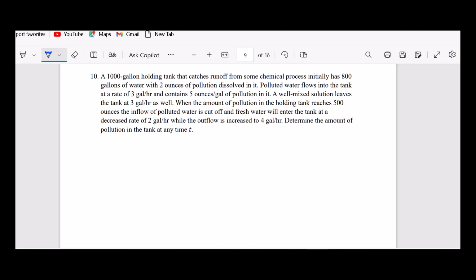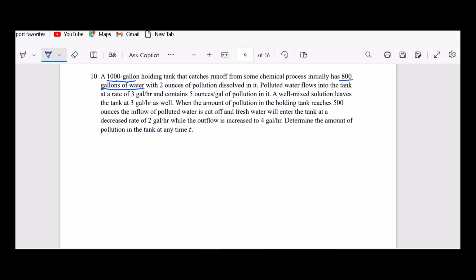Okay, so let's look at an example on a mixing problem. It reads: a 1000 gallon holding tank that catches runoff from some chemical processes initially has 800 gallons of water.